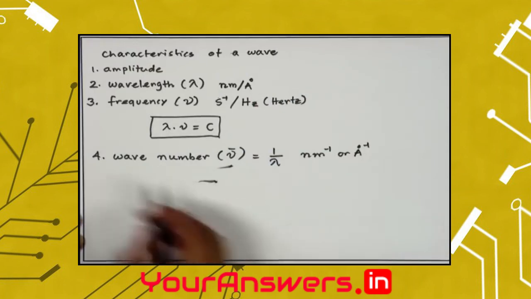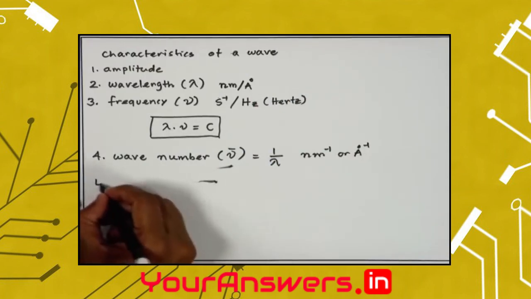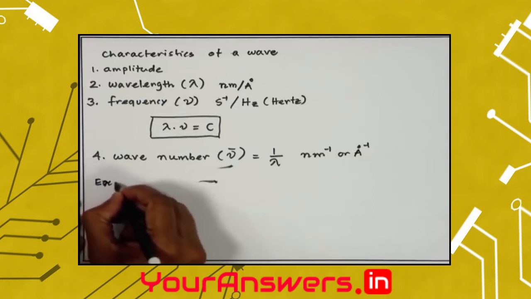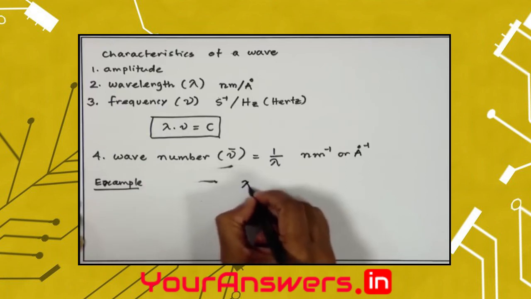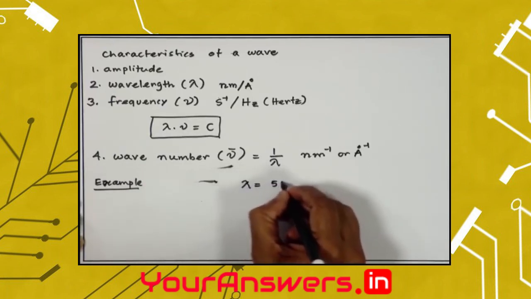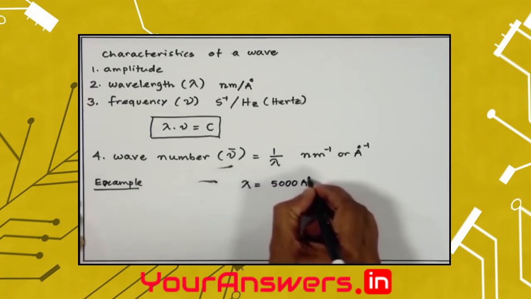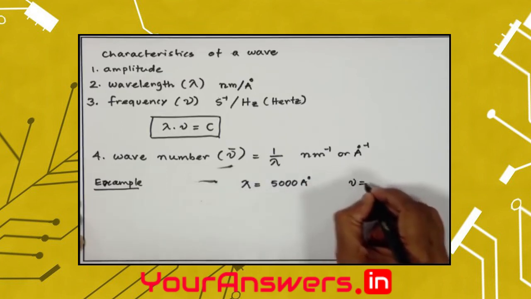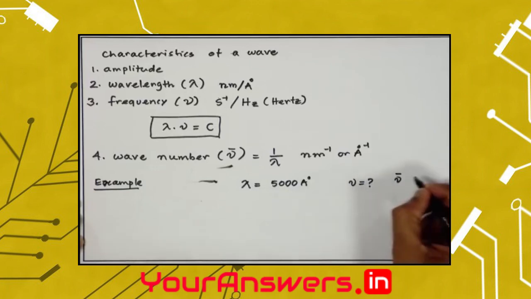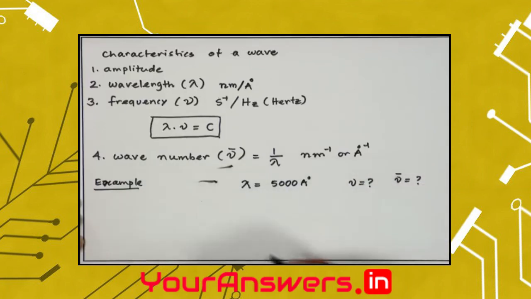We will take one small example. Let us say we have a wave whose wavelength is 5000 angstrom. Find out the value of frequency, and find out the value of the wave number.